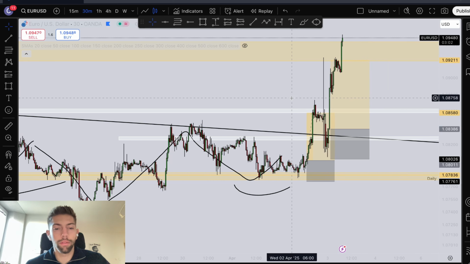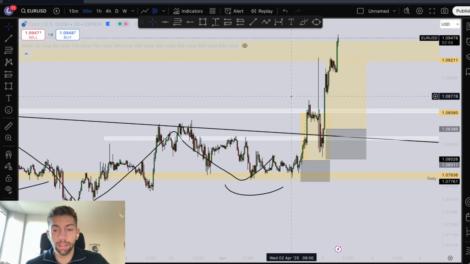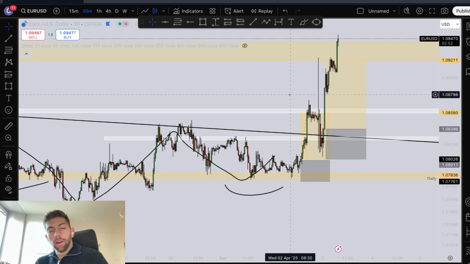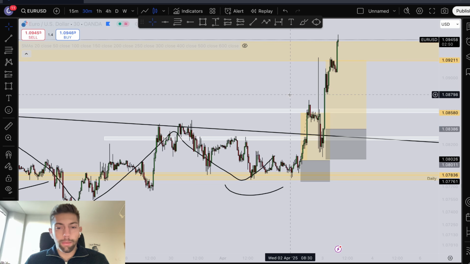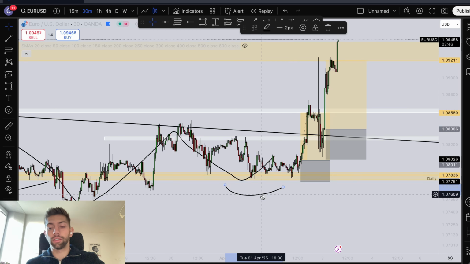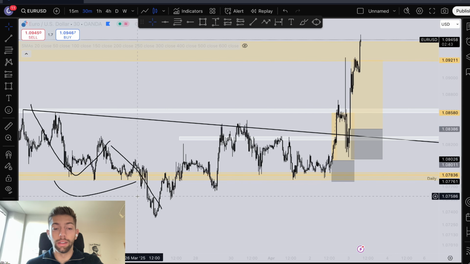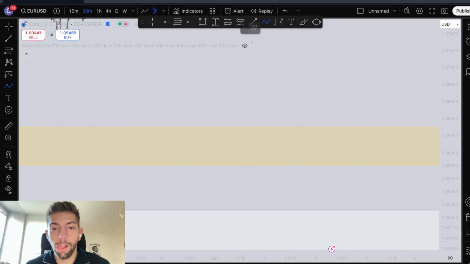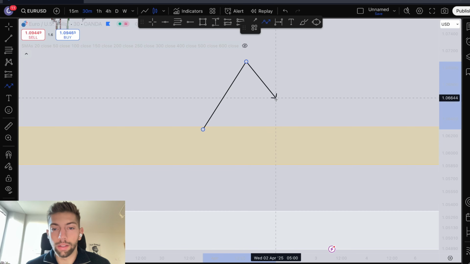I'm happy. I'm grateful for what I made, and that's it, guys. I'm mostly using market structure. If you can understand market structure and how it works, you can be profiting from these markets almost forever. You only need to understand that the market moves like this.